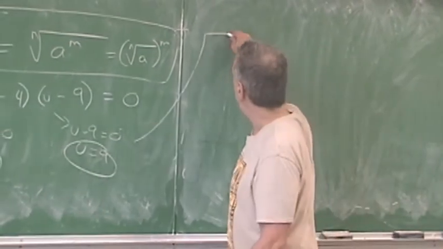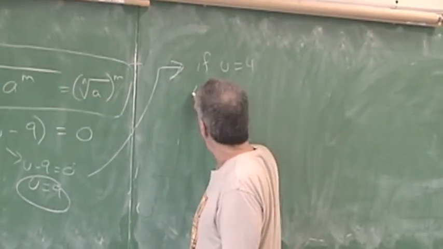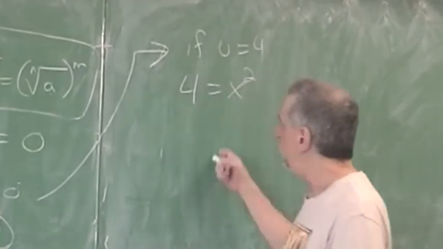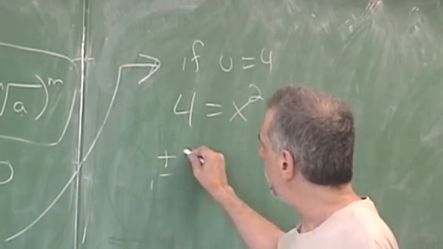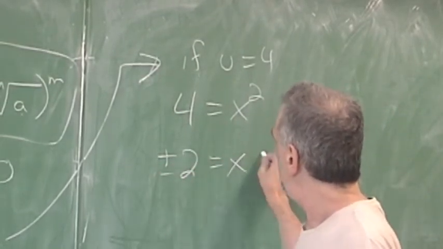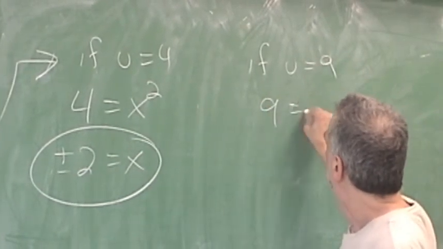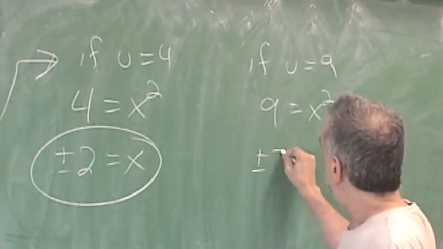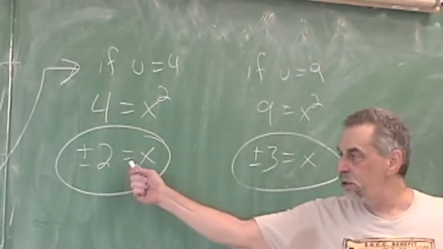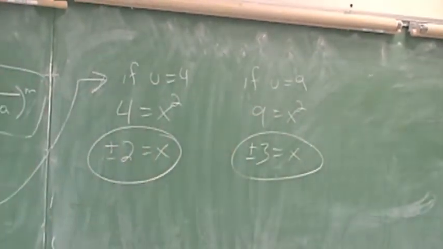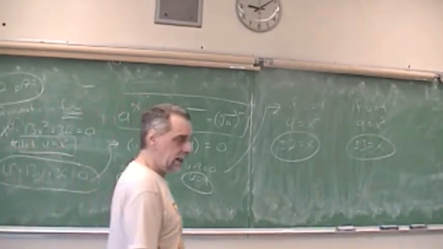So now we'll come over here and say if u is 4, then 4 equals x squared, and this is the square root property. Right here, we take the square root of both sides, and we get plus and minus 2. 2 answers, and if u is 9, then 9 equals x squared, and plus and minus 3 equal x. So we get 4 answers, right? Plus and minus 2, plus and minus 3. 4 answers. 4 was the highest exponent on the equation.